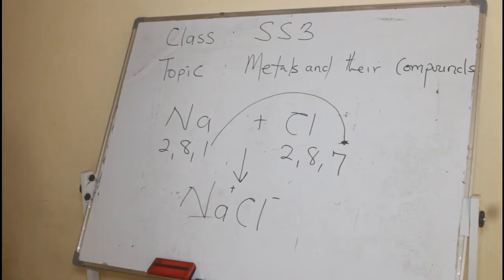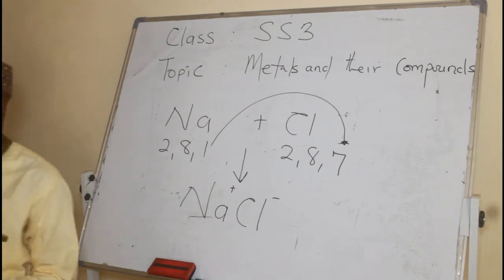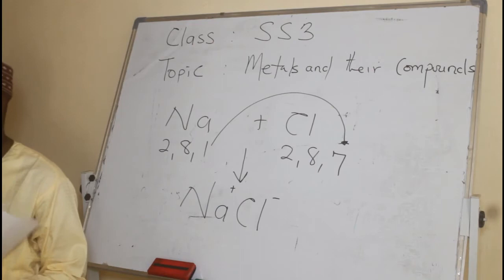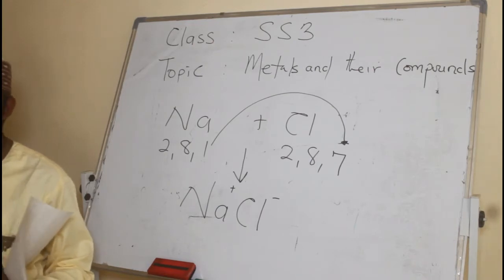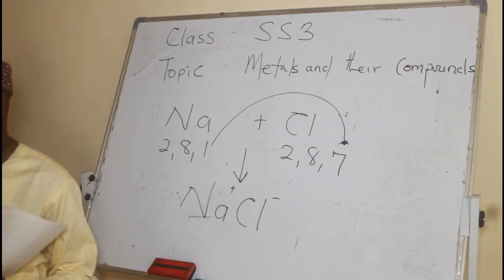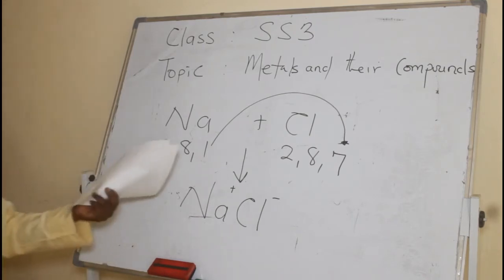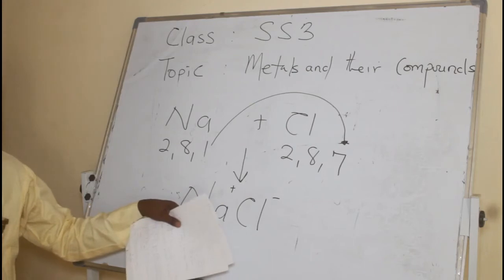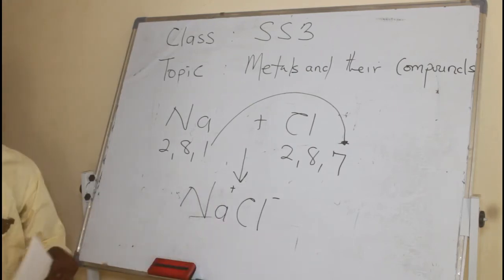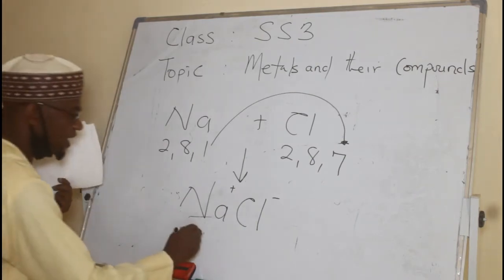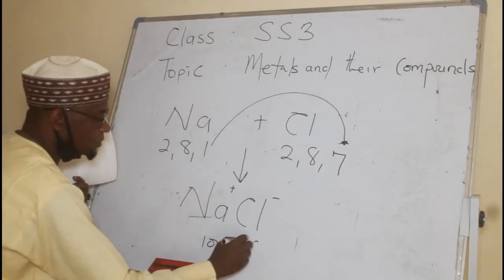Anytime an atom or an element releases an electron, it will have a positive charge. Anytime an atom or an element gains an electron, it will have a negative charge. The number of charges depends on the number of electrons that are being given out or received. Here, sodium gives 1 electron to chlorine, so it becomes positively charged. Chlorine receives a single electron, so it becomes negatively charged. So this is an ionic compound.